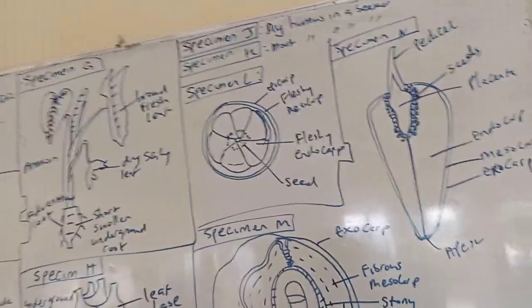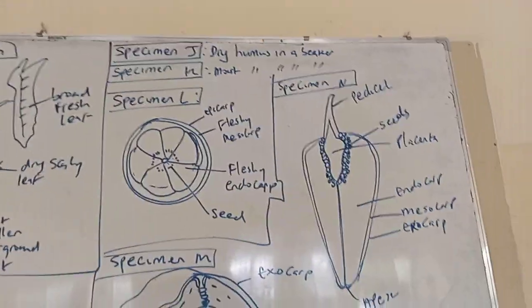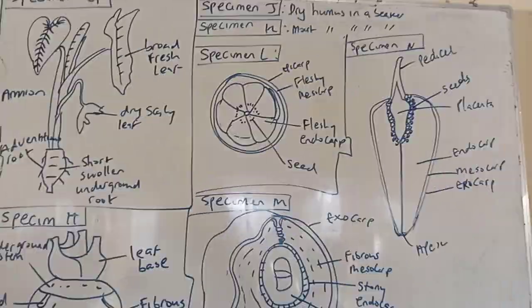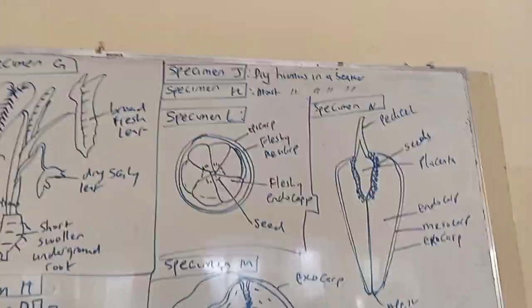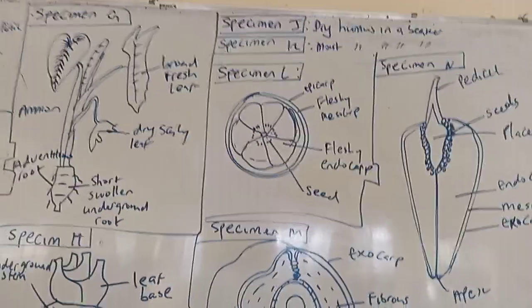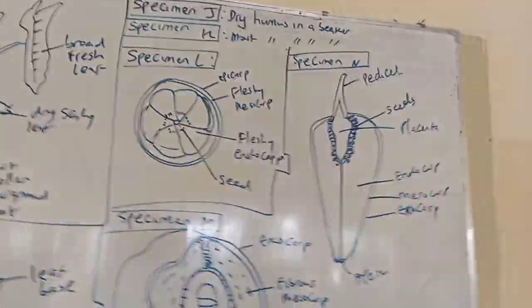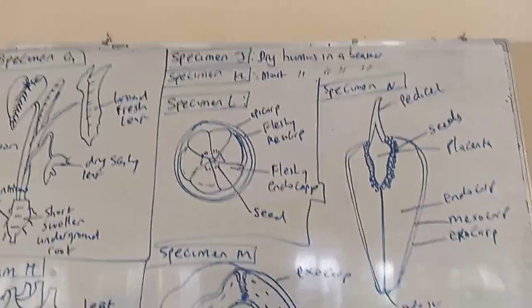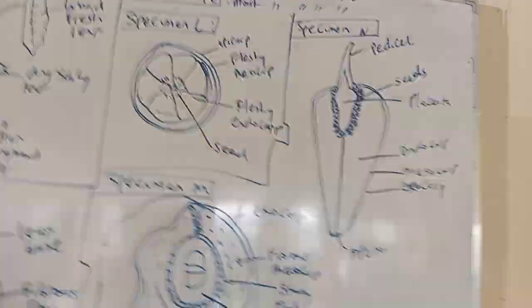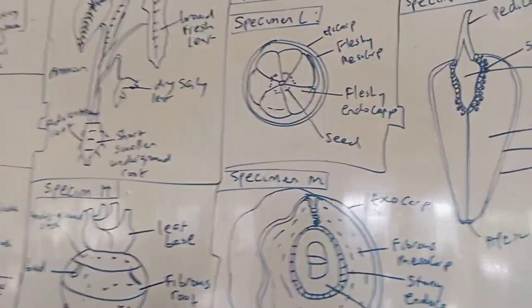I racked my head to think about the likely question that can come out from this, and I came to a conclusion that the question will revolve around the two of them, specimen J and K. So I simply mapped out the difference between the two of them. And we're going to look at the difference between dry humus and wet humus.